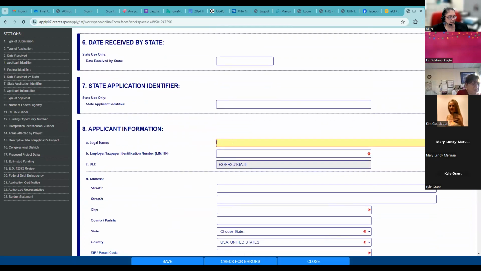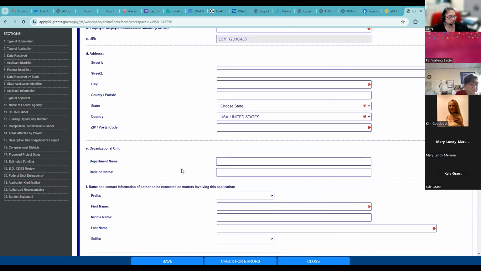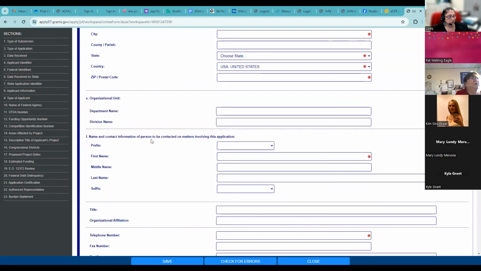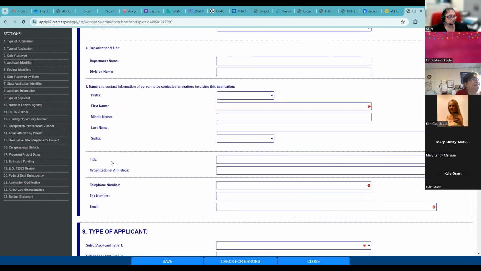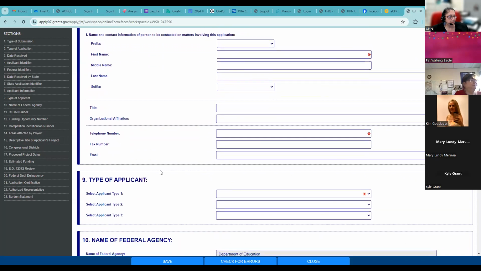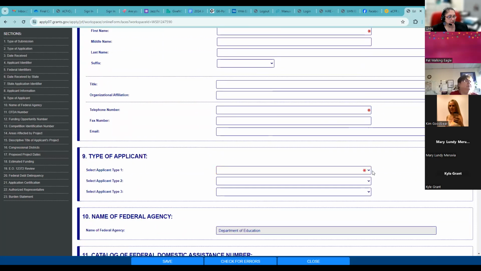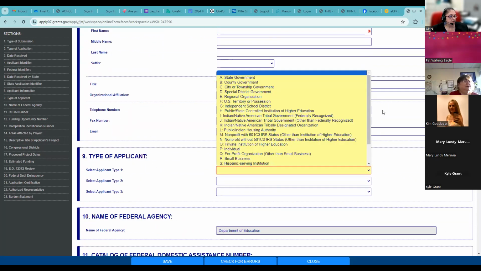What is your legal name, taxpayer ID number? This is all preprinted for your organization. What department or division name are you under? Who to contact in matters involving the application, title, organization, type of applicant. And so you'll see here, federally recognized or other than federally recognized for state tribes.